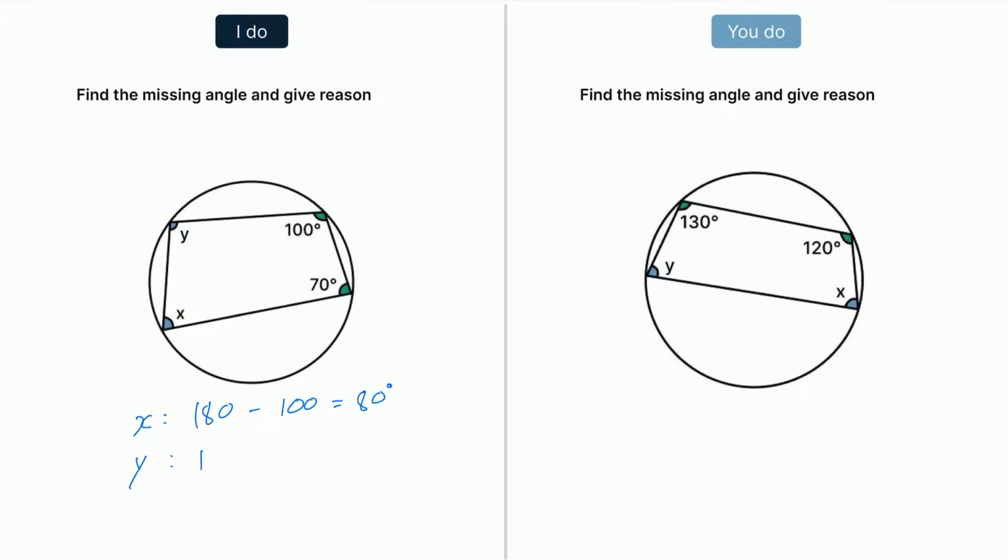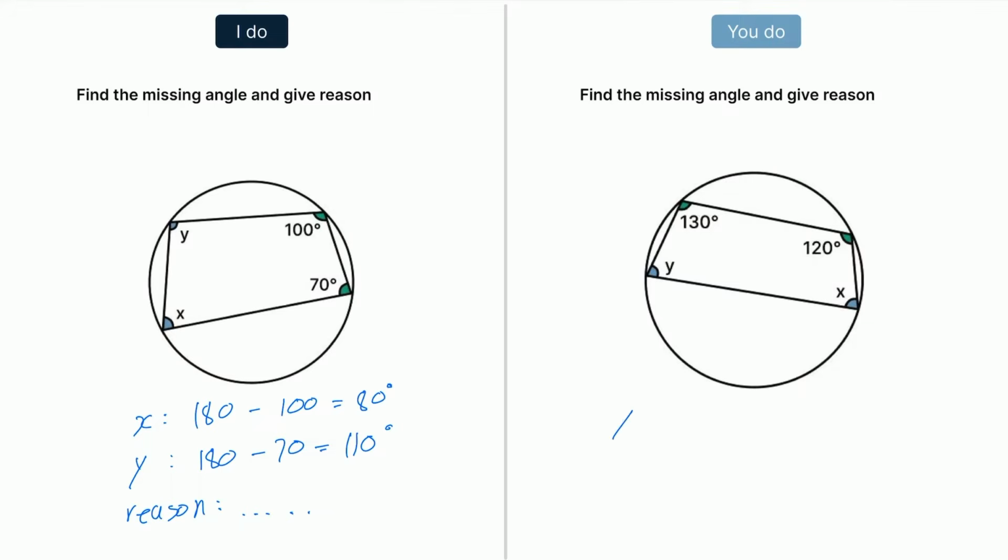Y is going to be 180 take away 70, which is 110. And remember, there is a mark for writing your reason. I'm not going to write the reason here. I'm going to tell you what it is, just to speed up the video a little bit. So the reason here is because opposite angles in a cyclic quadrilateral add up to 180.